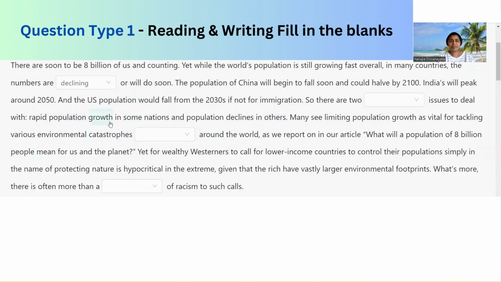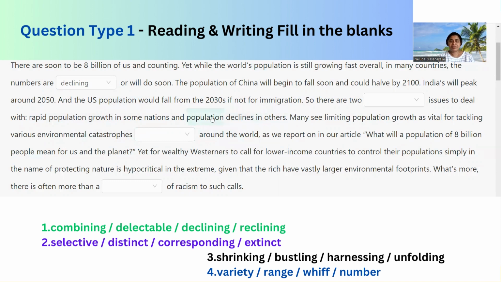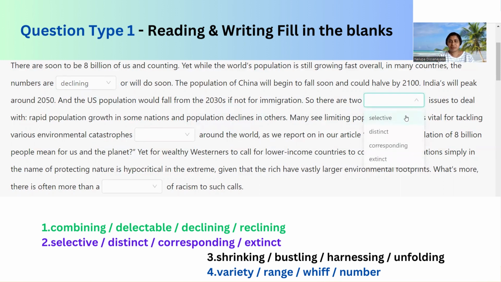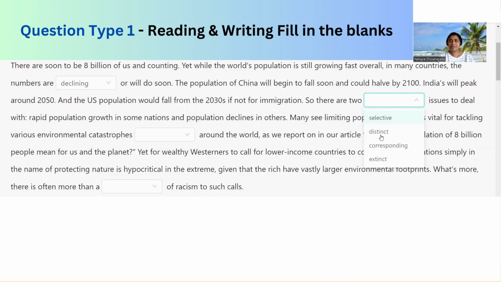In some countries, there is rapid population growth. There is another set of countries where population is declining. So now these two issues we have to deal with. Now let's see what can go in here. There are two selective issues. Selective is some kind of a selection. So now you have been given a couple of options and you have to select which is the best. Now here we have two issues. This doesn't go in here.